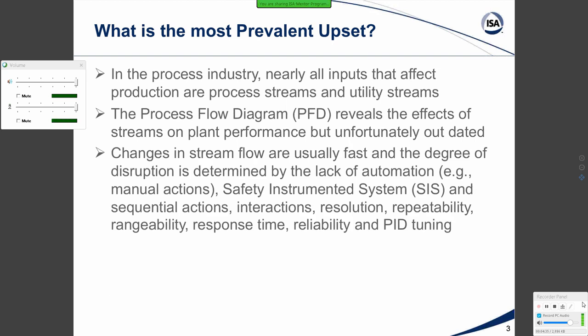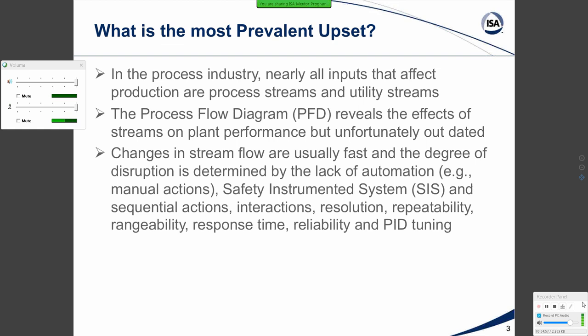So changes in stream flow are usually fast, and that's why we tend to focus on that, because the faster the change, the more difficult it is for the PID controller to deal with it. So they're usually fast, and the degree of disruption is determined, first of all, quite often by the lack of automation.